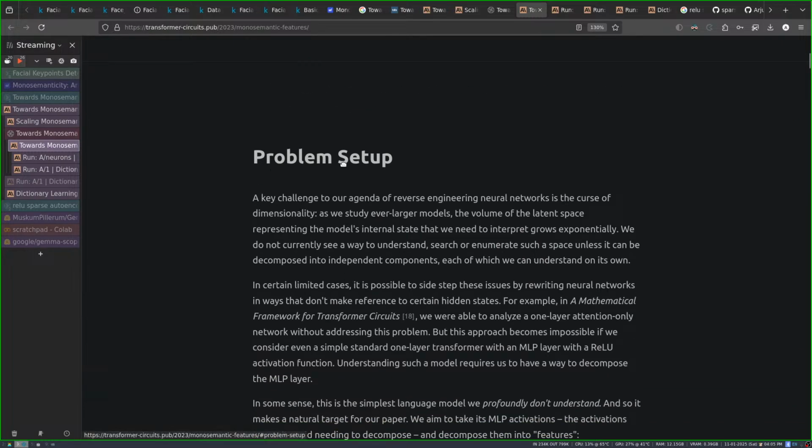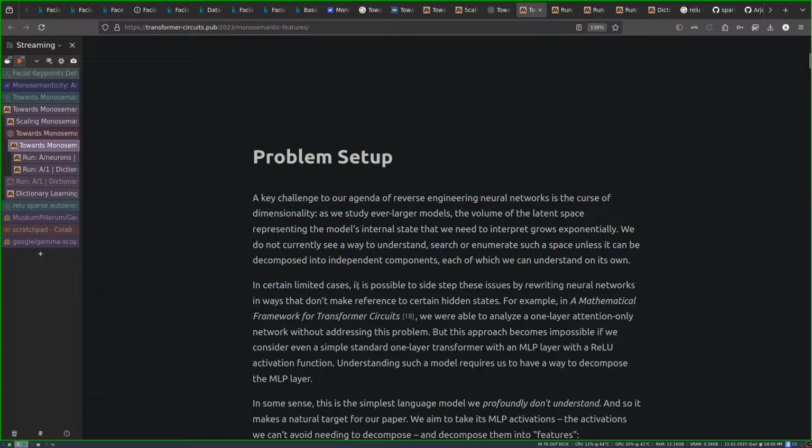Problem setup. A key challenge in our agenda of reverse engineering neural networks is the curse of dimensionality. As we study ever larger models, the volume of the latent space representing the model's internal state that we need to interpret grows exponentially. I mean, yeah, obviously. We do not currently have a way to understand, search, or enumerate such a space unless it can be decomposed into independent components, each of which we can understand on its own.